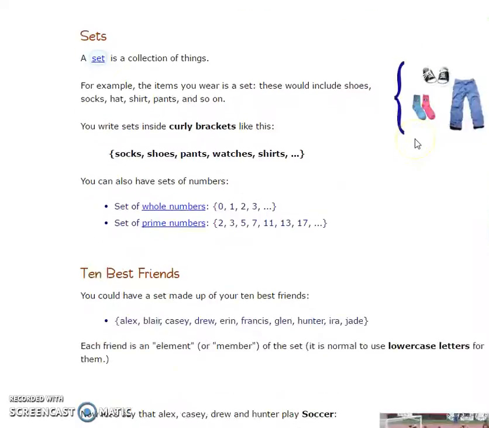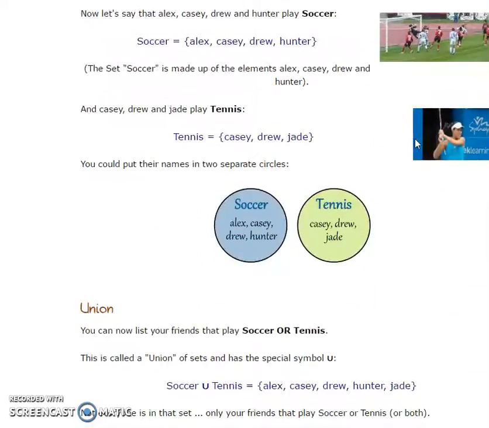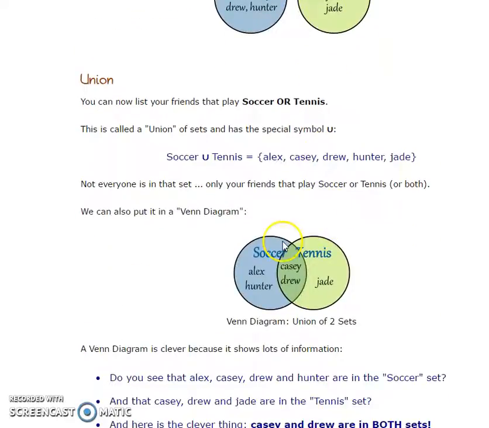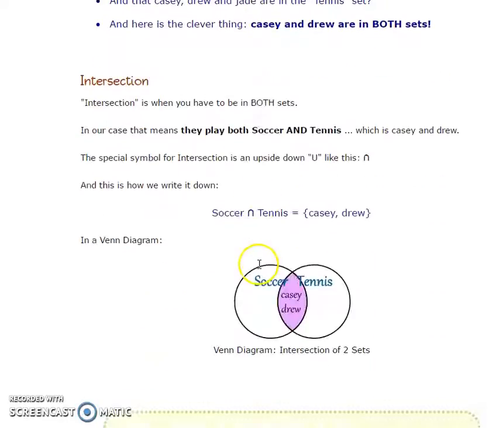What the sets and Venn diagrams are going to show you is, once we start creating sets, here Alex, Casey, Drew, and Hunter all like soccer. Casey, Drew, and Jade all like tennis. So we're going to put them in their groups. When I look at the union, what I'm going to see is everyone's going to be listed only once. Casey and Drew liked both tennis and soccer. That's why they were in this group right here. That's the intersection. Jade liked tennis, but Jade did not like soccer. That's why she's over in the tennis circle, but she's not in the part that overlaps with soccer.